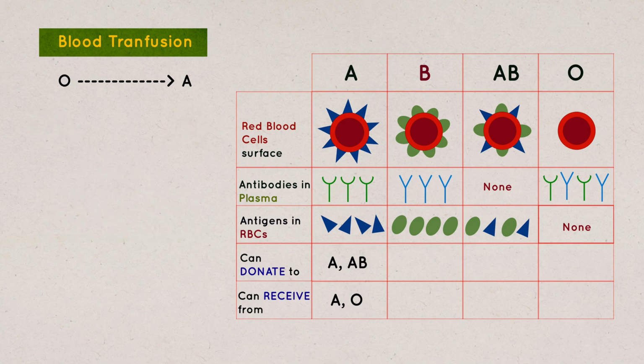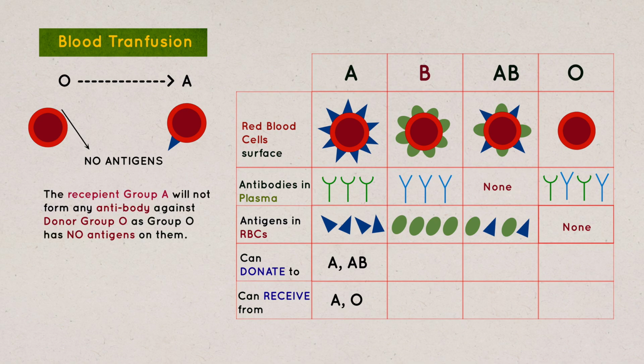Group A can receive blood from group O. This is because the donor group O doesn't have any antigens on them, so the recipient group A doesn't form any antibody against donor group O.